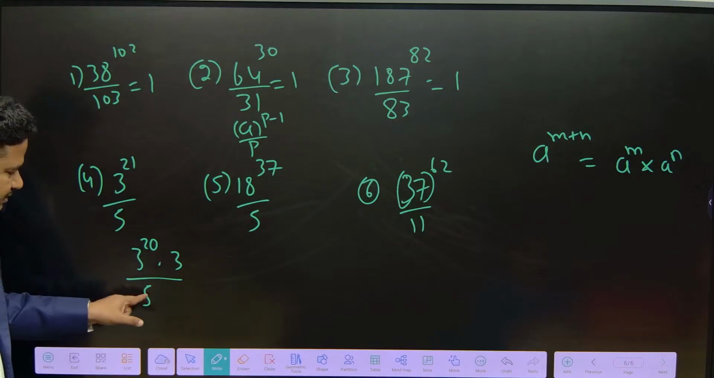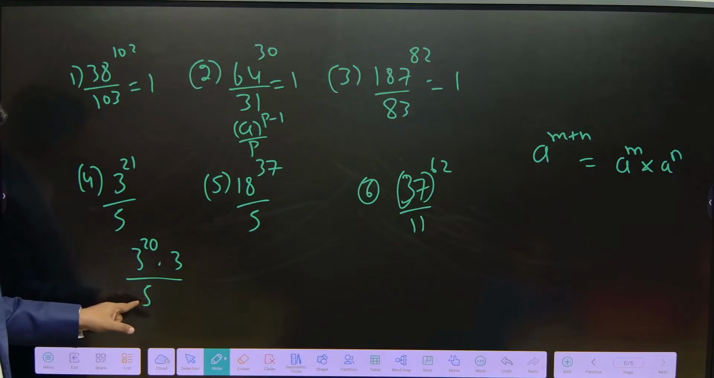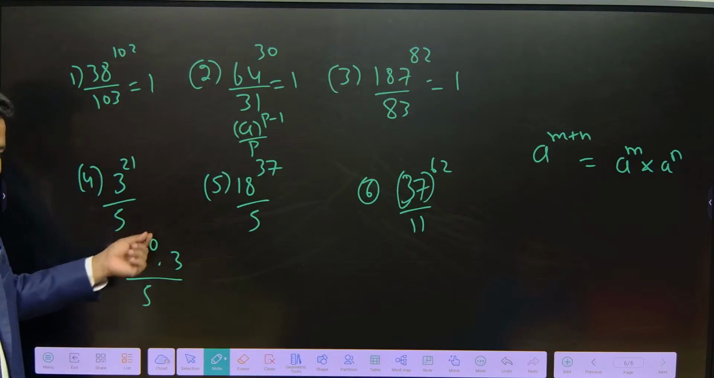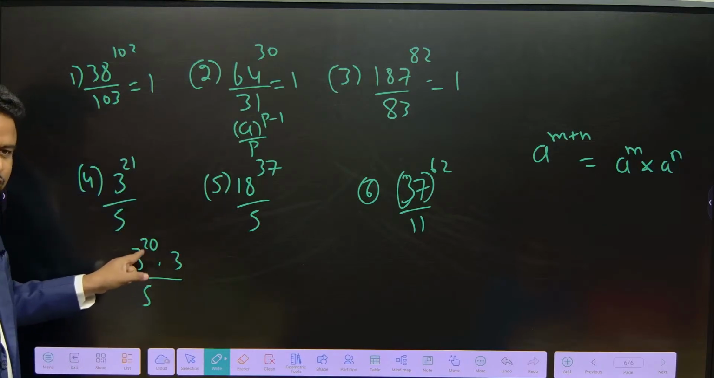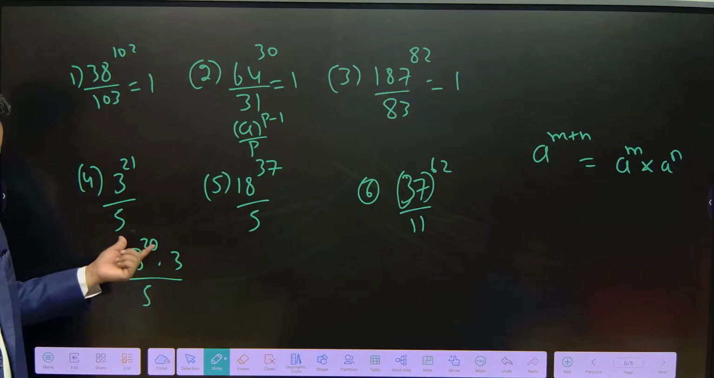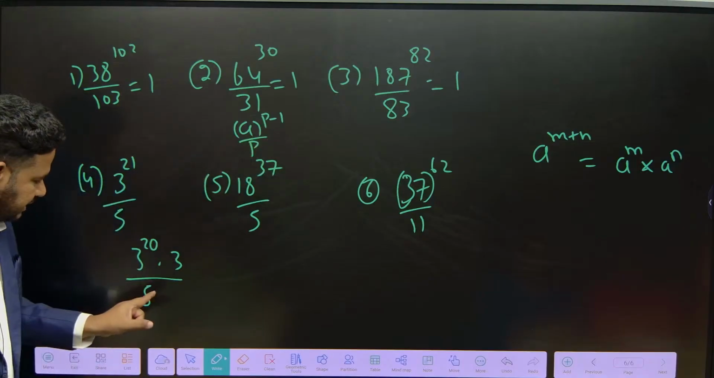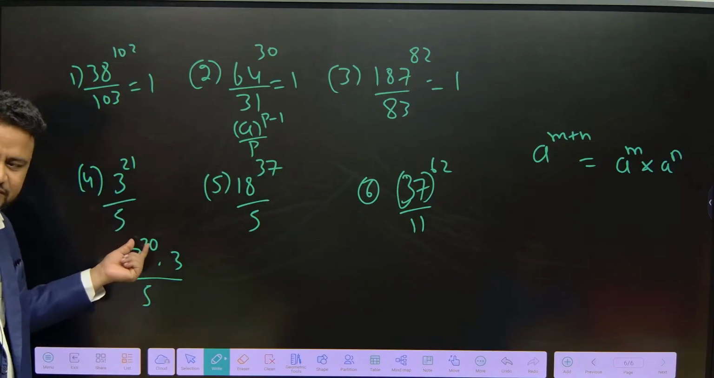Now this 20 has no relation with 5, correct? Because you should write it in the form of p minus 1. So what should I do? I am having p here, that is 5, so p minus 1 means I should get 3 to the power of 4. Then only can I apply Fermat's theorem, correct? Here I am having 20. What can I do?